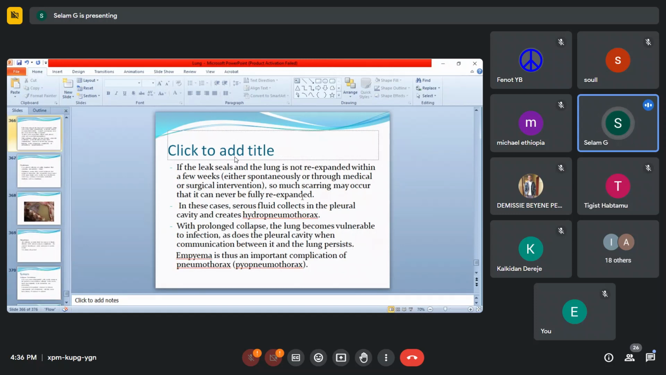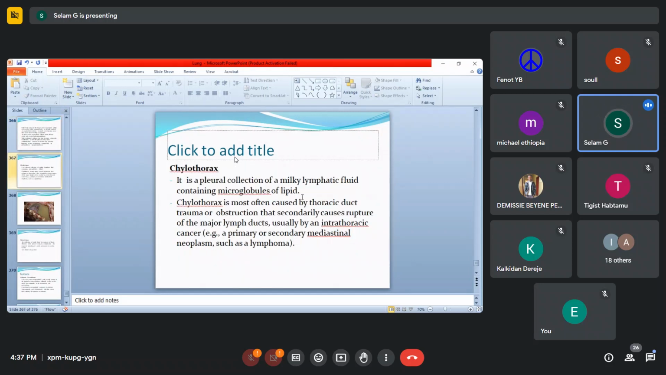If the leak seals and the lung is not re-expanded within a few weeks, either spontaneously or through medical or surgical intervention, so much scarring may occur that the lung can never be fully re-expanded. In this case, serous fluid collections may form in the pleural cavity, called hydropneumothorax. With prolonged collapse, the lung becomes vulnerable to infection, as does the pleural cavity when communication between it and the lung persists. So empyema is an important complication of pneumothorax.